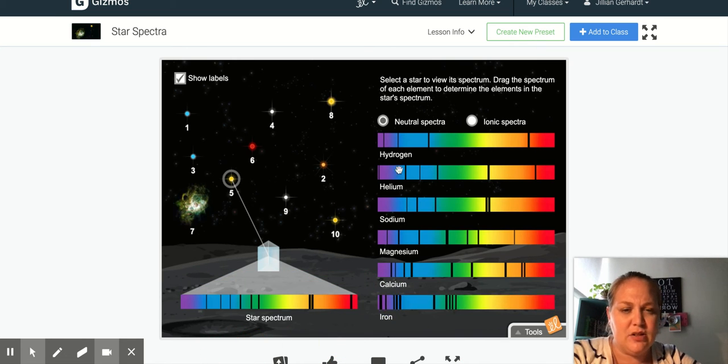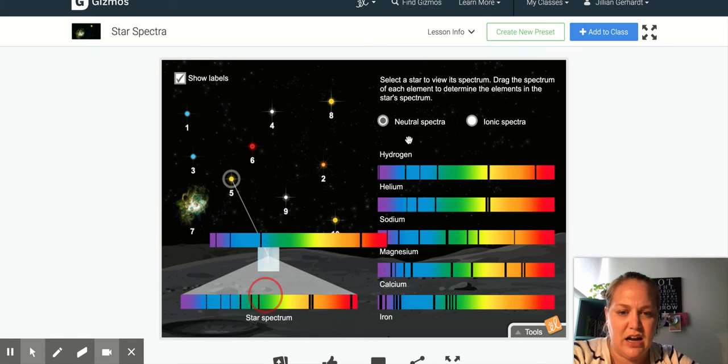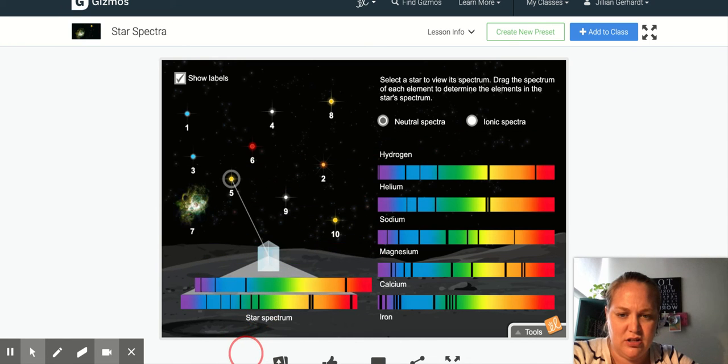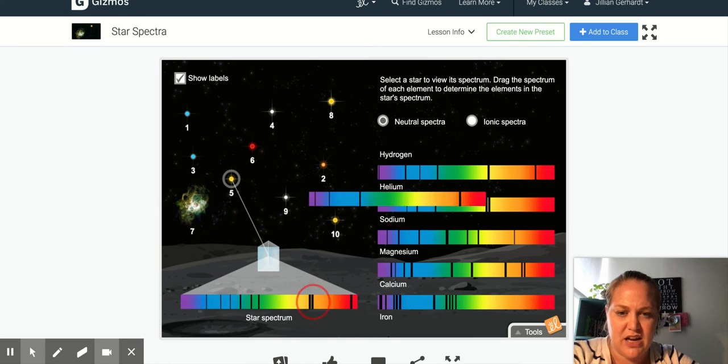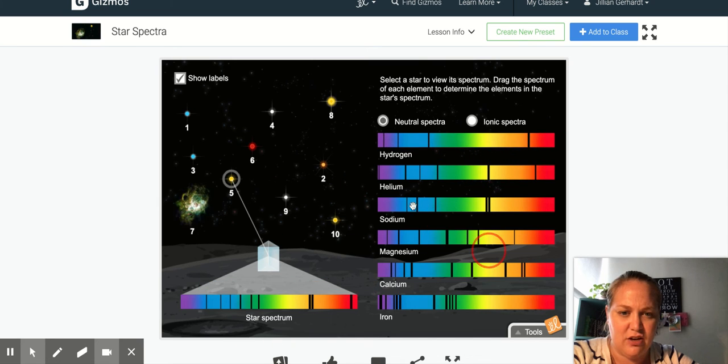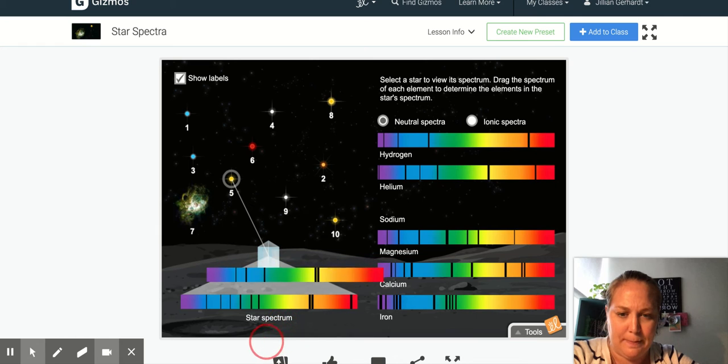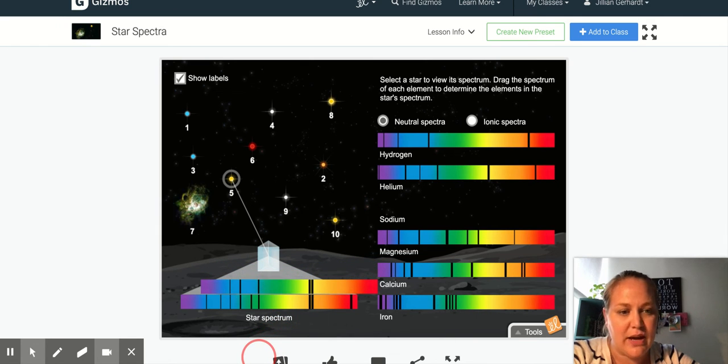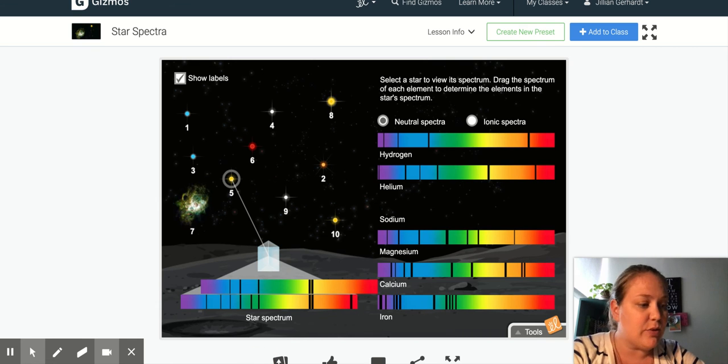Okay. So it looks like for hydrogen, when I slide things to the right, I get 1, 2, 3, 4 lines that match up. So then let's see if we can take care of the other ones with sodium. 1, 2, yes. Okay, so those are my 2 elements. So I can record that now. Hydrogen and sodium are my 2 elements.